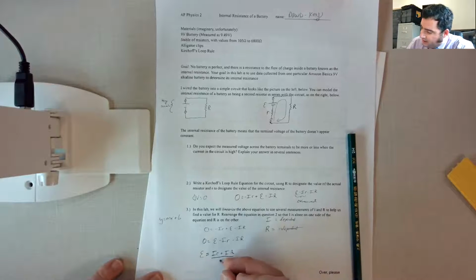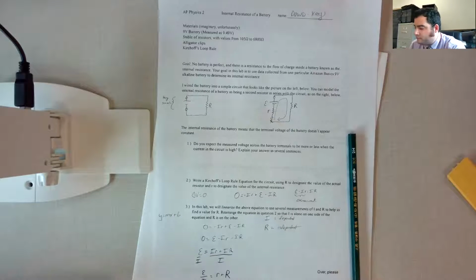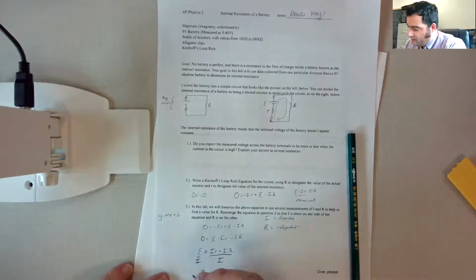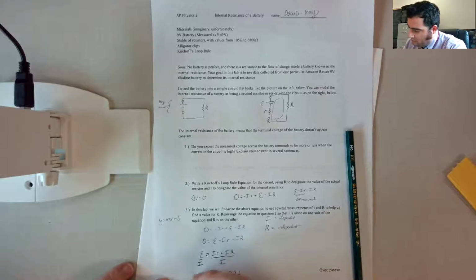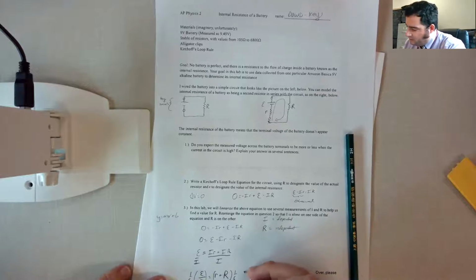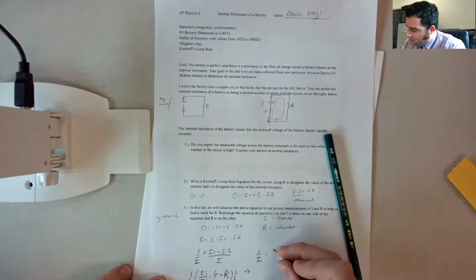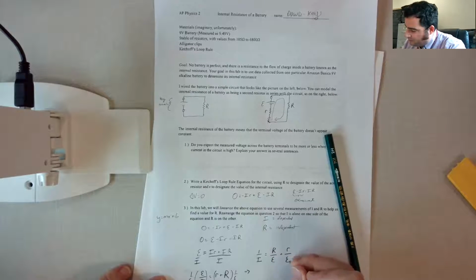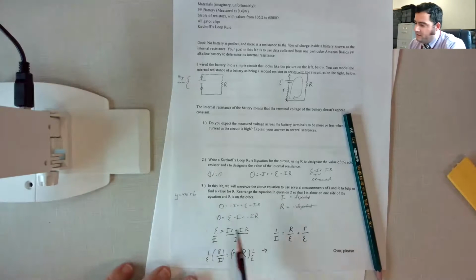And I'm going to divide through by I. So I have EMF over I is little r plus big R. And now I'm going to divide through by EMF. So I'm left with 1 over I is big R over EMF plus little r over EMF. Okay, so now I've got my dependent variable where y ought to be, and everything else is on the other side.